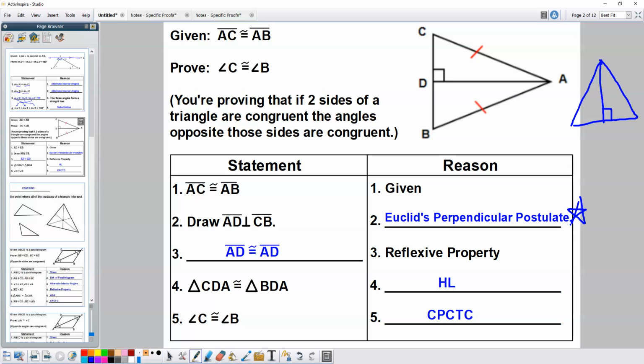AD is congruent to AD, reflexive property. You guys would know that. Hypotenuse leg. So if this is congruent to itself right here, reflexive property, I can see hypotenuse leg, and then CPCTC on the other stuff in the triangle.